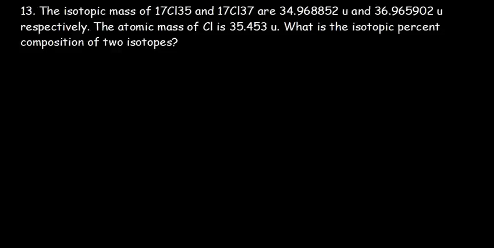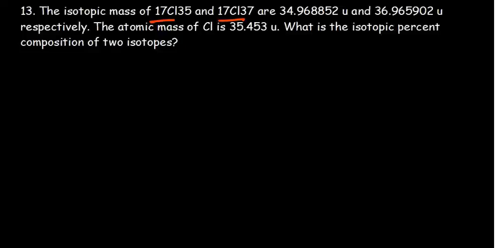Question 13 is very simple and straightforward. The isotopic masses of chlorine 35 and chlorine 37 are given, along with the atomic mass. What is the isotopic percent composition of the two isotopes? All this has already been covered in another video. You can learn about it in more detail.